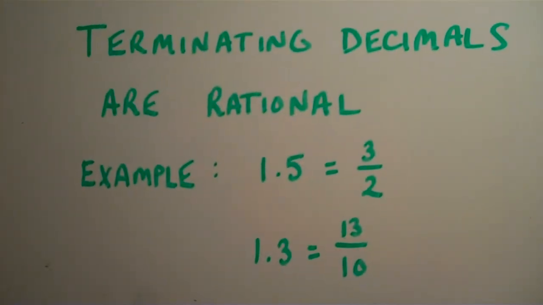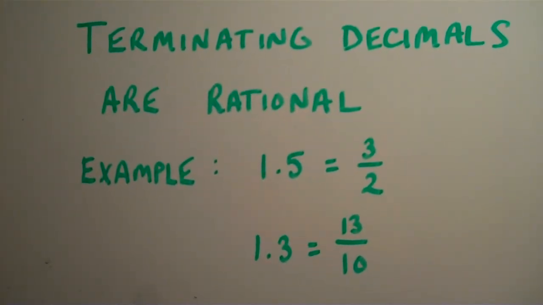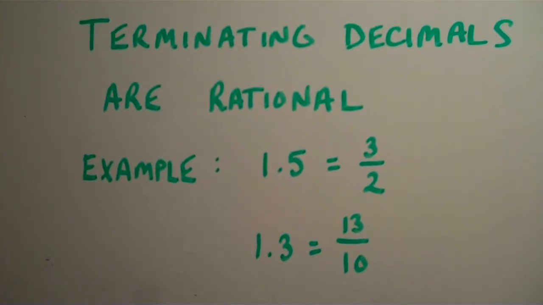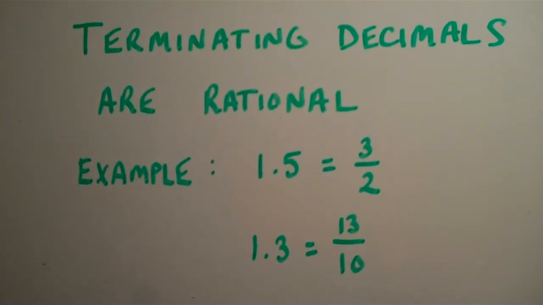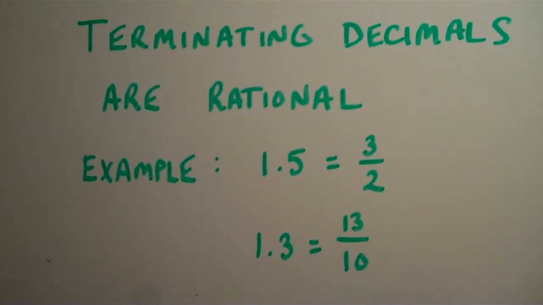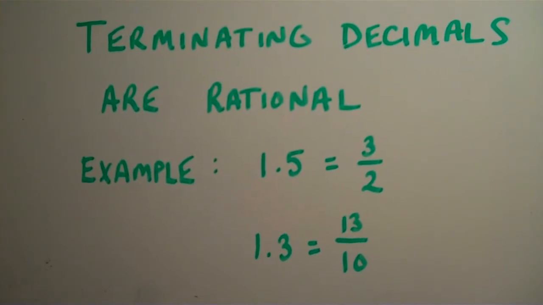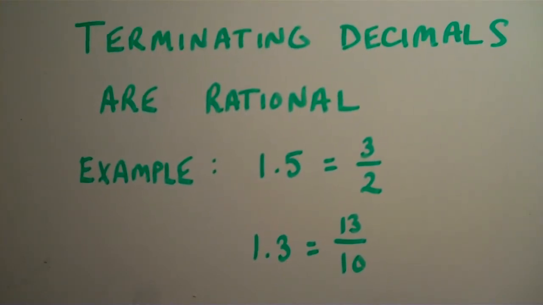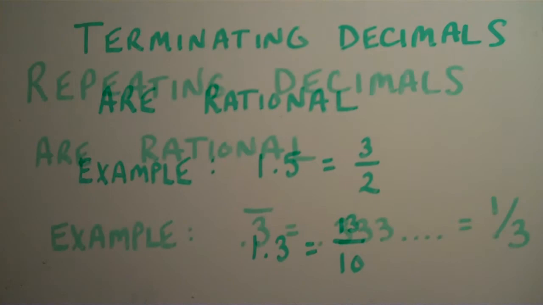Terminating decimals are also rational. For example, 1.5 can be written in the form of 3/2, just as 1.3 can be written in the form of 13/10. So therefore, terminating decimals also represent rational numbers.